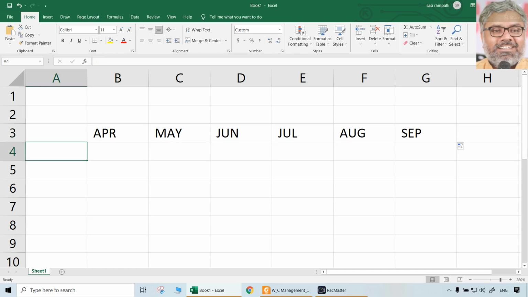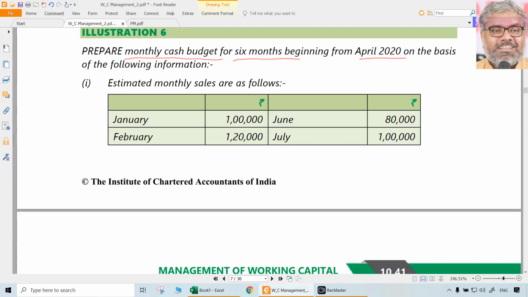Okay. Next. The inflows and outflows will not be directly known. If they are known, copy, paste, adding, deducting, anybody can do. So from the available information, we should find out the inflows and outflows. For that, of course, you require working notes. So here, estimated monthly sales are given. This is sales. Sales does not mean receipts.